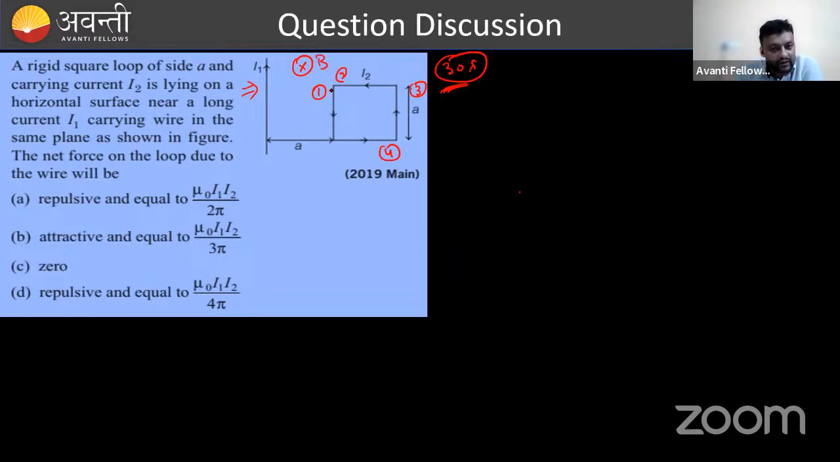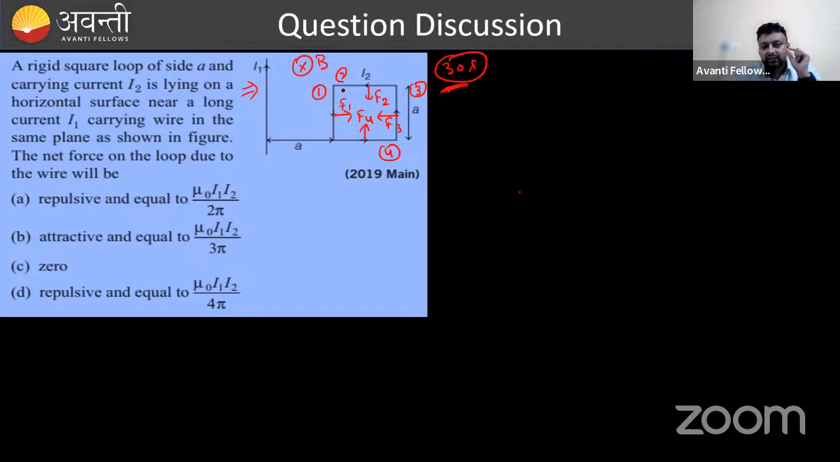Now coming back to side one, what is the direction of the magnetic force? Use your right hand thumb rule, IL cross B, and you will find that the magnetic force is in this direction. This is F1. Similarly, on the second side, the force will be in this direction, F2. Similarly, this is F3, and this is going to be F4. Clear?